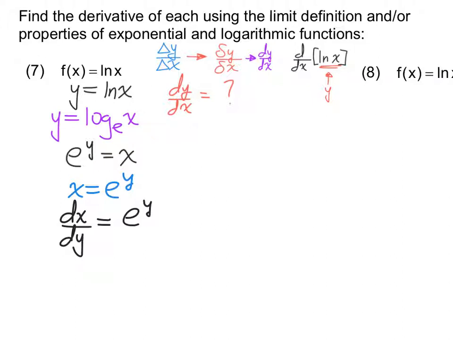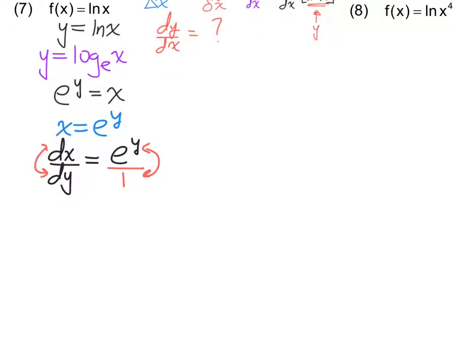All right. Now I still need to get dy dx. Wait, why is it dx dy? Because dy dx happens when you're taking the derivative of your y equation in terms of x. So now we're doing it the other way around, derivative of the x equation in terms of y. All right. But I still need to come up with a dy dx, so we can do a little flipperooski here.